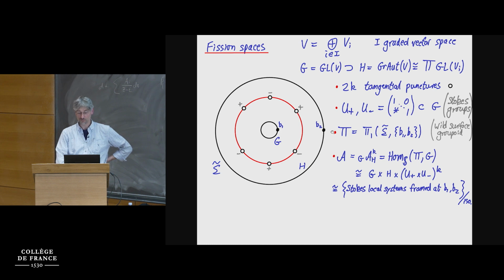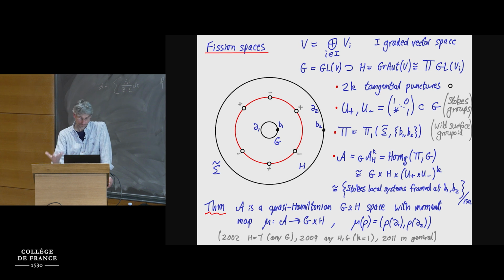We frame at one point on each of the boundaries. We have an H framing here and a G framing there. We look at the wild surface groupoid, so all of the paths in this curve with these extra punctures, with base points on these two points here, and we can just write down explicitly generating paths to describe this space as just the product of G cross H and the Stokes groups. So G might be the monodromy or the connection matrix between these points, H is the monodromy around the H boundary, and these are the monodromies around the tangential punctures. So intrinsically, it's just the isomorphism classes of framed Stokes local systems.